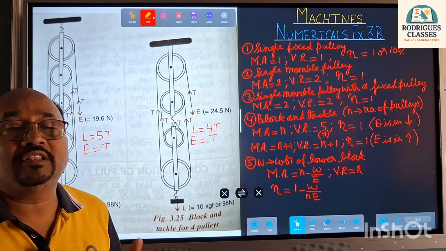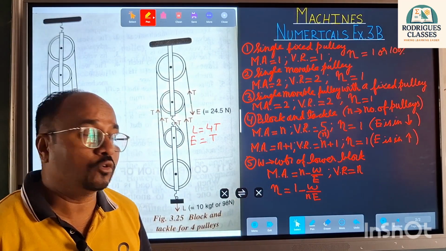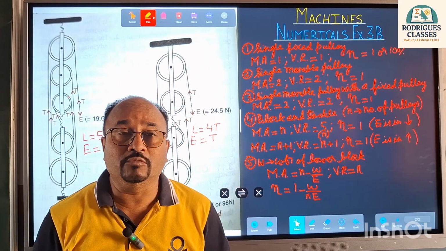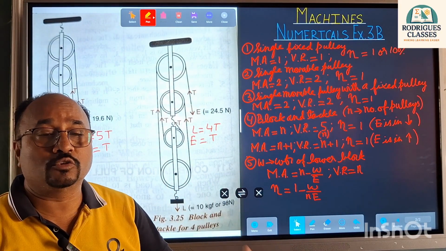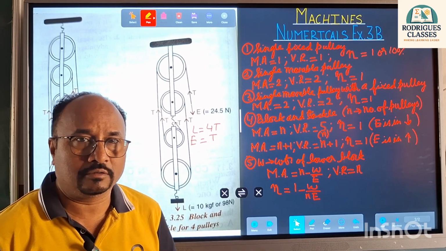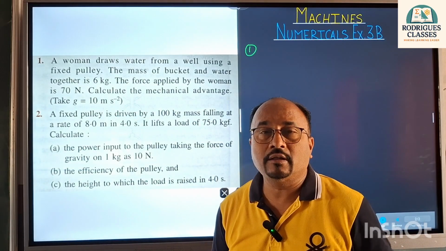So if you are given the weight of the lower block, you cannot apply this directly. You have to do it this way. So these are the formulas and the concepts which you will require for this second part numerical of the machine chapter. Let us begin with the numerical of this pulley part.